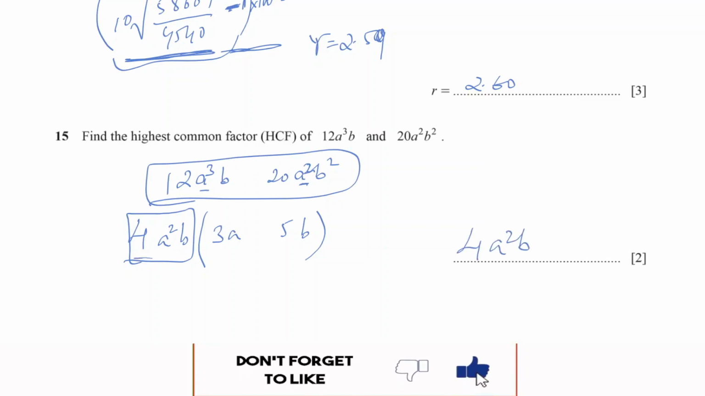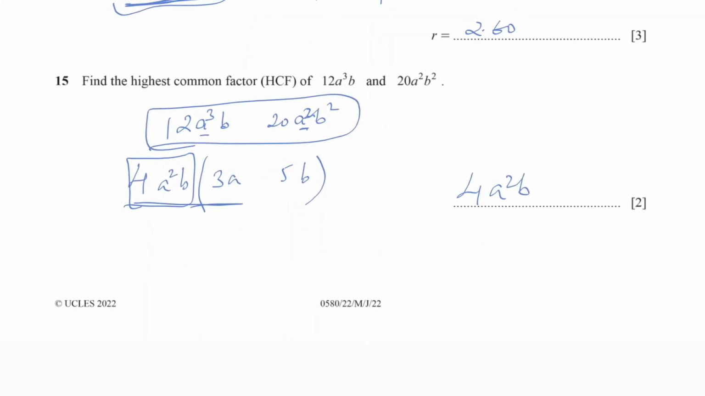If you multiply this one also, you'll get the same answer. 4 times 3, 12a³b, 20a²b. Yeah. So this is how we have to do this question. So let's move on.